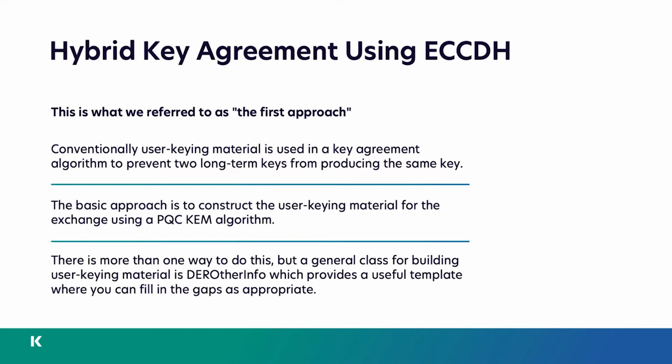This is what we refer to as the first approach. To prevent two long-term keys from producing the same key, we use user keying material in the key agreement. The basic approach is to construct the user keying material for the exchange using a post-quantum cryptographic KEM algorithm. There are other ways to do this, but using the DER other info class helps us because it provides a nice template where we can fill in the gaps as needed.